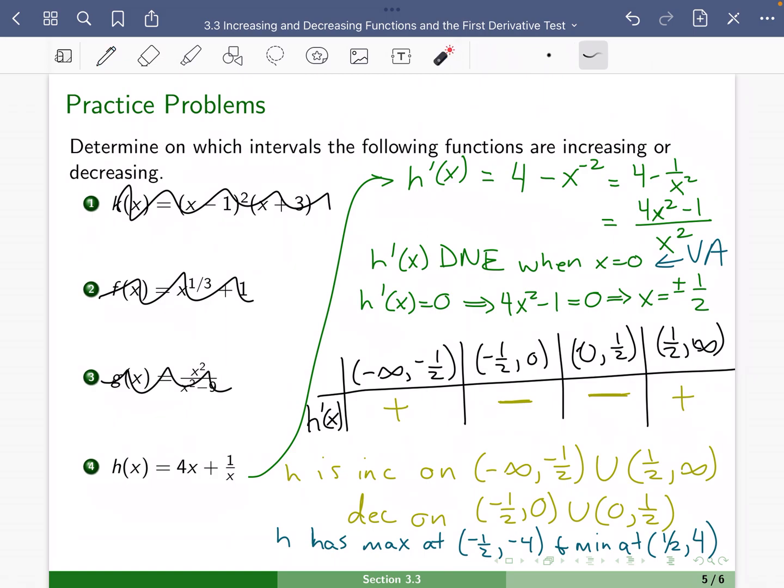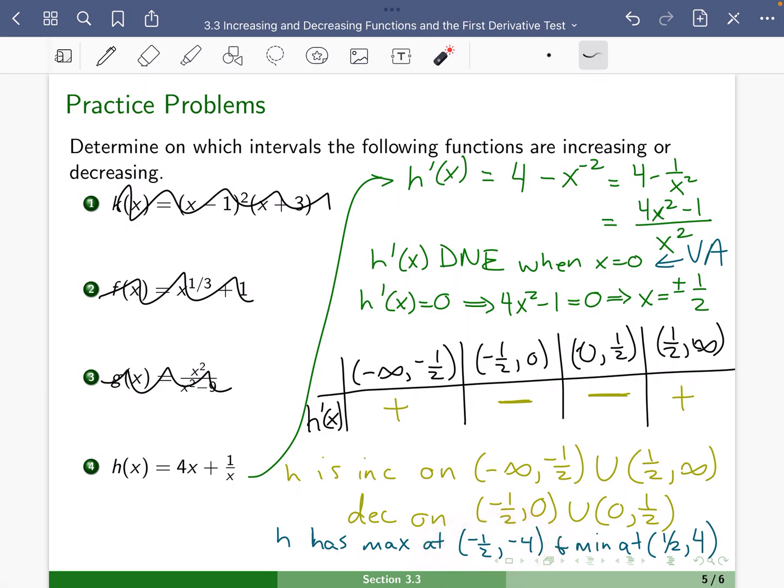Now that might seem strange because we said the maximum is at (negative 1/2, negative 4), but the minimum is at (1/2, 4). That feels backwards. But these are local maximums and local minimums, so not global, just local. Relative to everything around it, this is smaller than the values around it, and relative to the neighborhood around that one, this is the largest value.